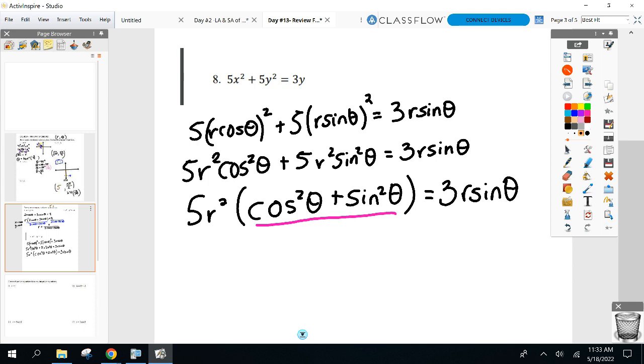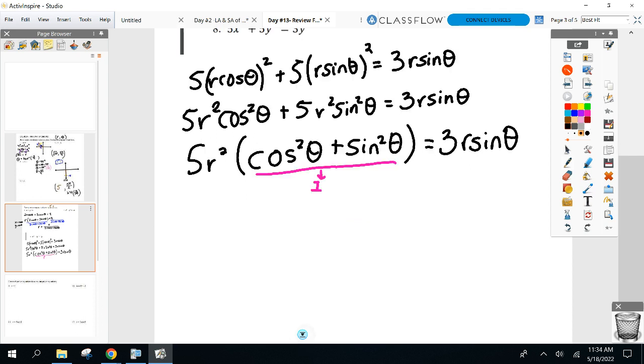Cosine squared plus sine squared? 1. That's equal to 1. And yes, I will have that at the top of the quiz tomorrow. Cosine squared plus sine squared is equal to 1. I will put that at the top. You will have 4 substitutions at the top. You'll have x equals r cosine, y equals r sine, cosine squared plus sine squared equals 1, and x squared plus y squared equals r squared. Those are the ones you'll have at the top.